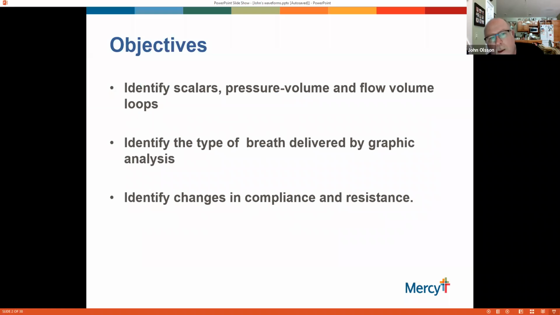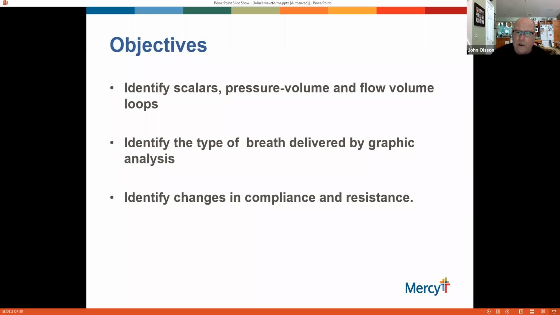All right, so we're going to try to look at some scalars and pressure volume and maybe some flow volume loops. And we're going to try to see what we can find, how the patient's doing by looking at these. Also, we're going to look at compliance and resistance, because that's a big part of what we do as respiratory therapists. And actually, it'll help you physicians also to look at some of the numbers and normals and how you identify some of these things.